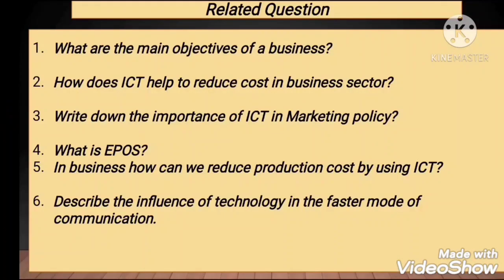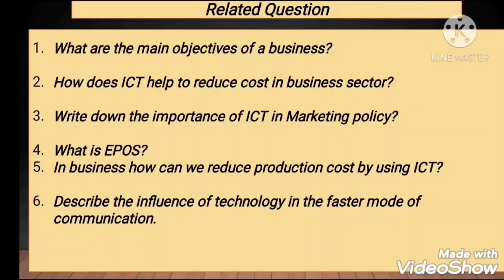Students, follow question number 1. What are the main objectives of a business? During the class, I have shown you the main objectives of a business in point. So, whenever you write the answer, the main objectives, that is minimum investment, market fast, production cost, you will write in point. Coming to the next question: how does ICT help to reduce cost in the business sector?